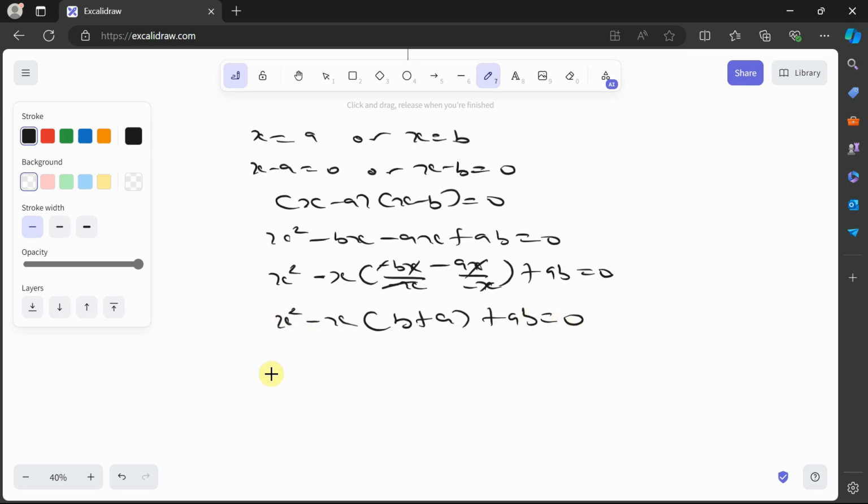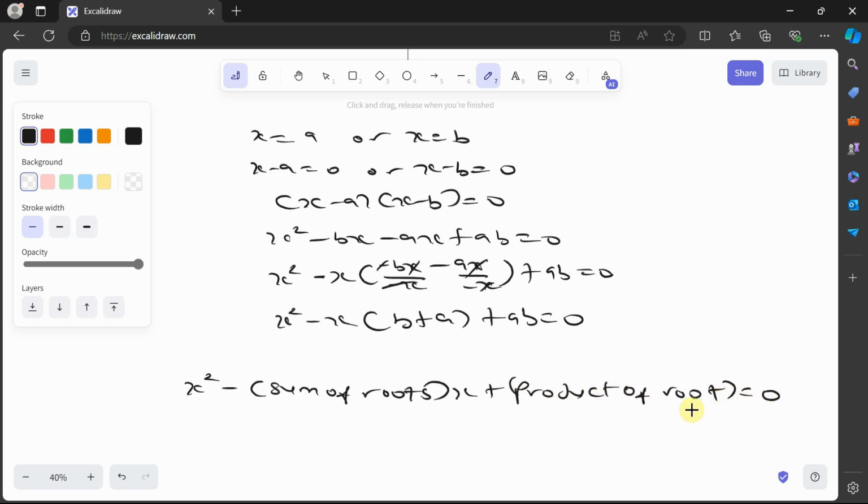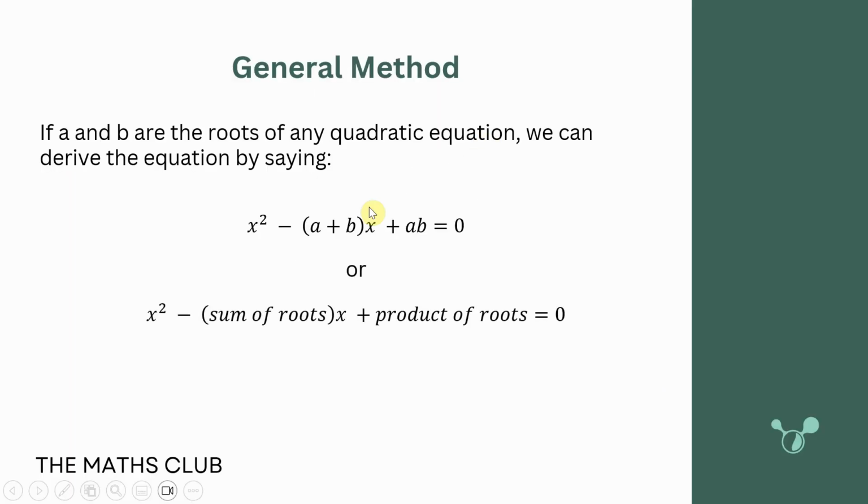We can see that if we are given two roots, x is equal to a or x is equal to b, the equation will be x squared minus the sum of the roots in brackets x plus, you can see ab is like the product of the roots, so we put this in brackets, the product of the roots, is equal to 0. So this is what the general equation is saying, just like a shortcut. So x squared minus sum of roots x plus product of roots is equal to 0.